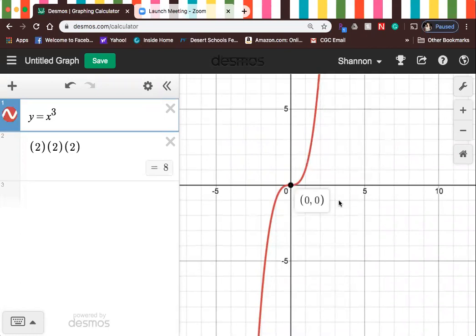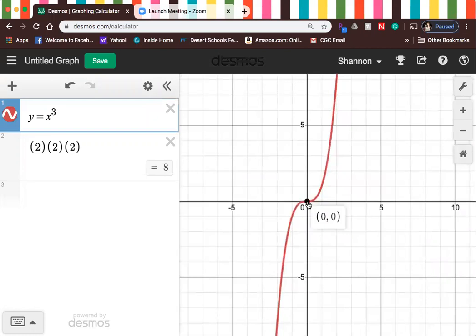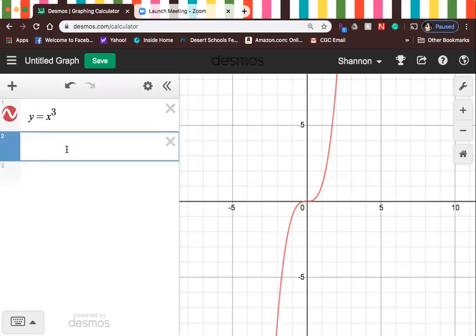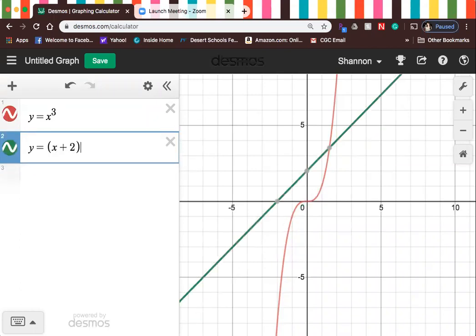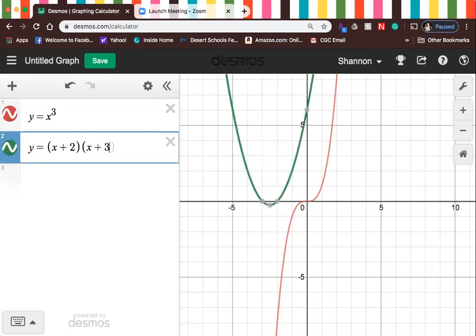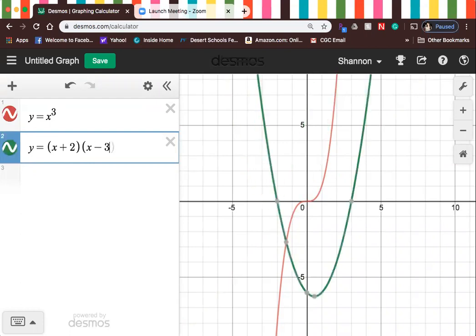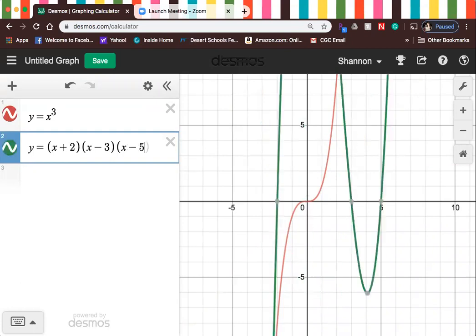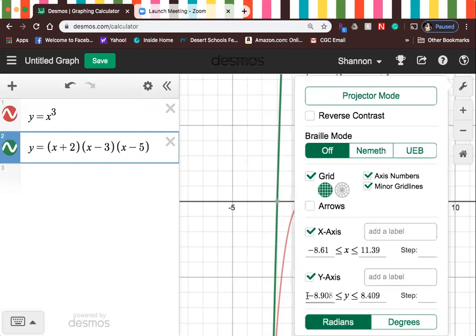Notice it's still centered at the origin. The x-intercept is at the origin. The y-intercept is at the origin. Boring, boring, boring. That's because it's the parent function. But what is a third power or third degree graph capable of? So I'm going to use factored form. So this has an x-intercept now at -2, an x-intercept at 3, and an x-intercept at, how about 5? Let me fix my window so you can see what's going on.